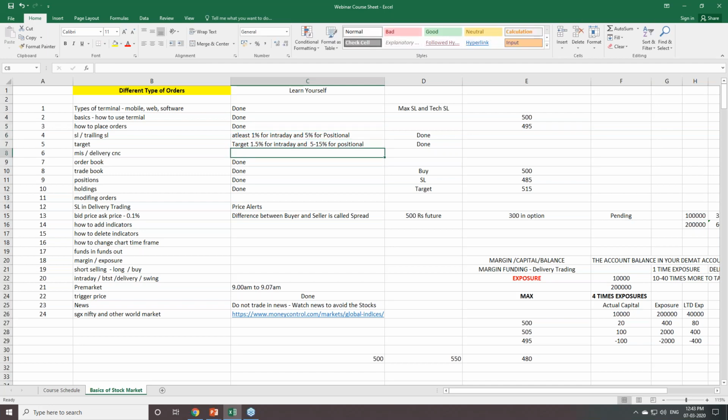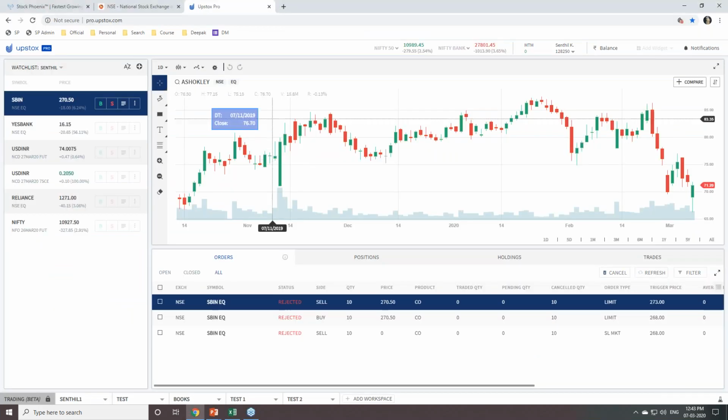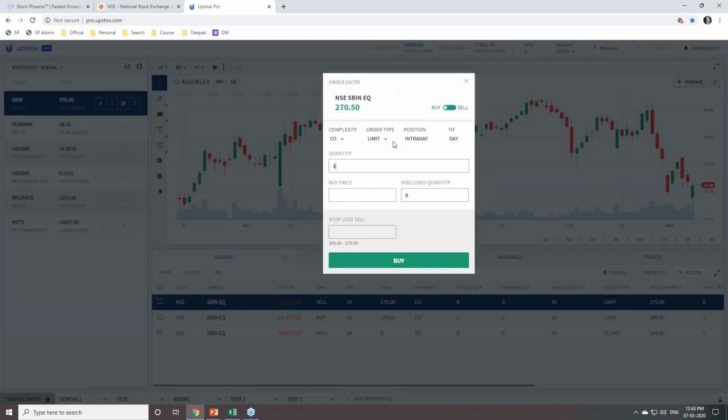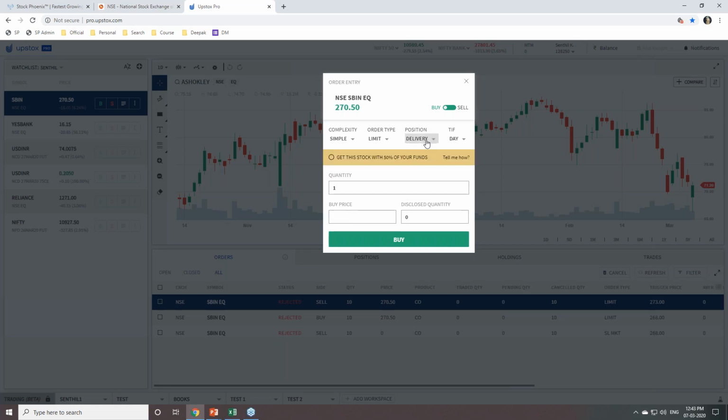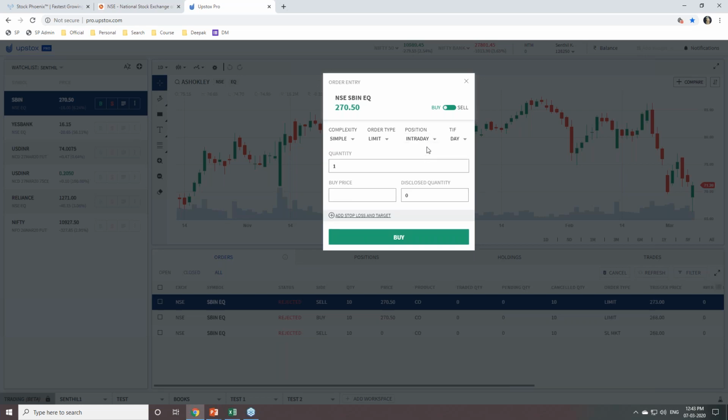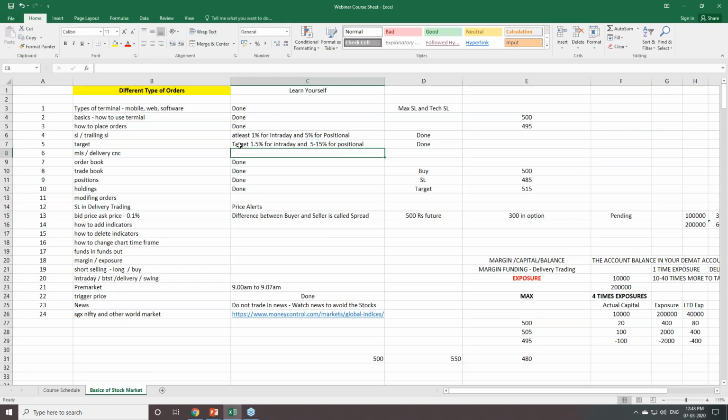So MIS, delivery, CNC, that is what we have learned here. Delivery means I'm going to take a delivery position with my own funds. Intraday means I'm very clear that I'm going to close the position before the market closes. Never enter an intraday session after 2 o'clock because you are not giving time for the market. Stop loss, trailing stop loss, yes, I'll come to that. Modifying orders, it's done.